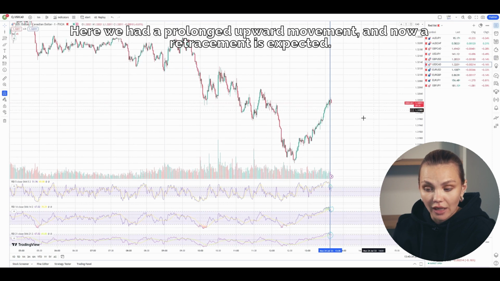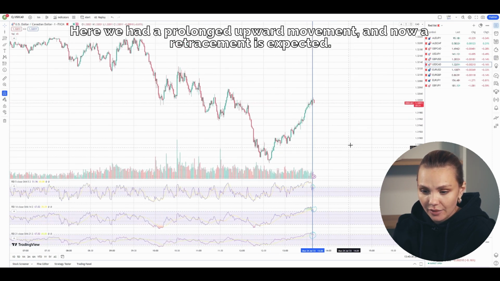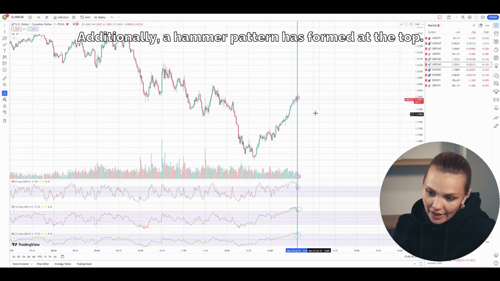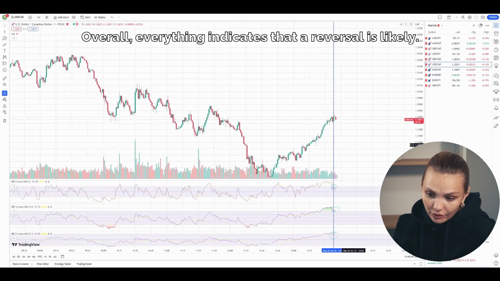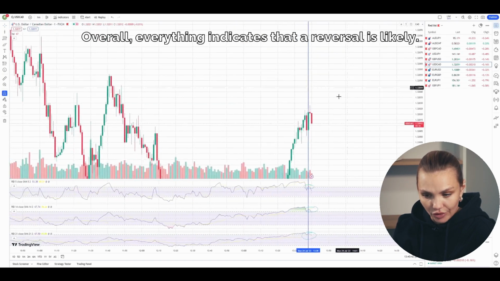Here we had a prolonged upward movement, and now a retracement is expected. Additionally, a hammer pattern has formed at the top. Overall, everything indicates that the reversal is likely.